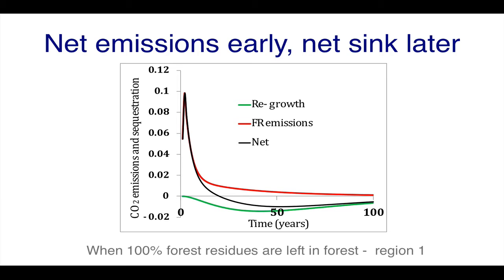As you can see in this figure, when all the residues are left in the forest, the CO2 emissions from the decaying biomass in the red curve far outweigh the sequestration of the biomass, as you can see in the green curve. And the black curve is the net. So you can see that in the initial 2 to 3 decades, the forest is actually a net CO2 source. In other words, it's emitting CO2.